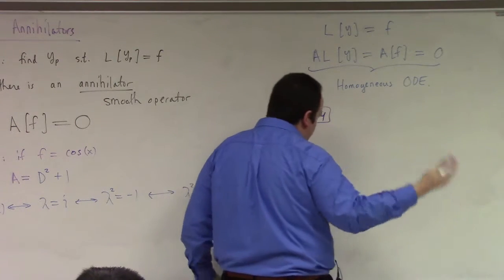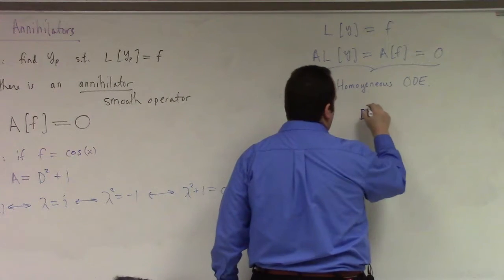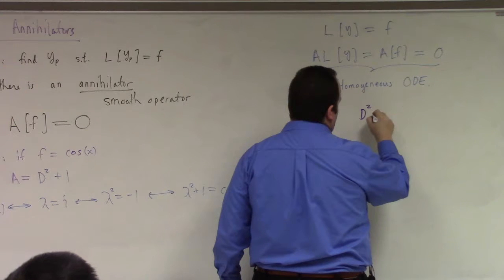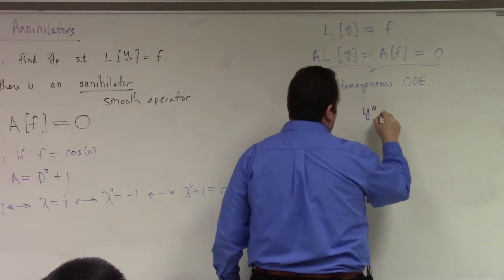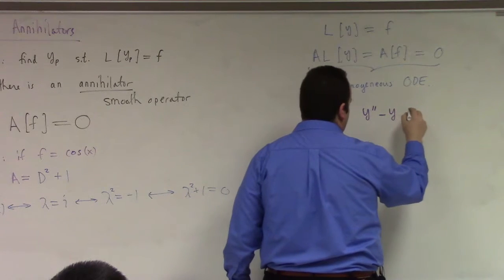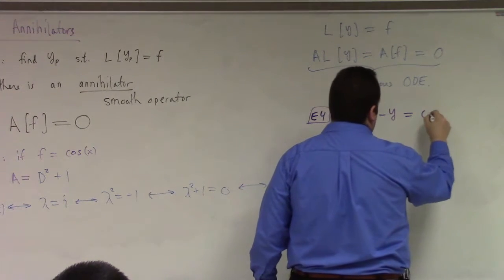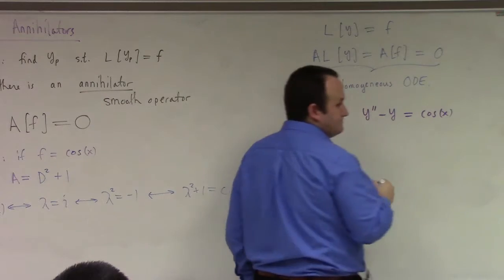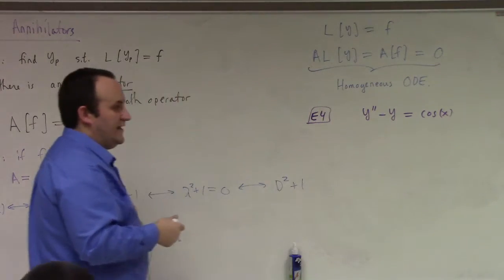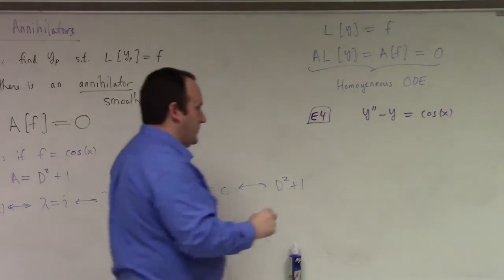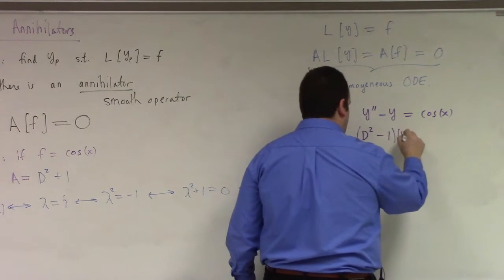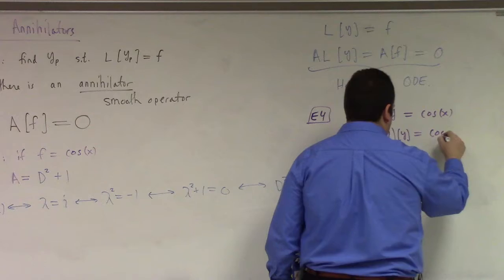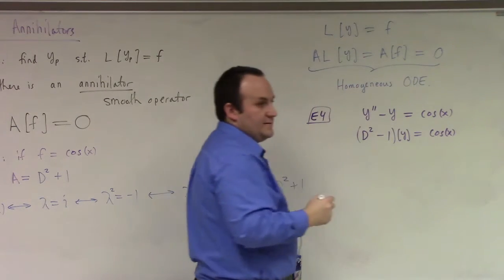If we're looking at, let me start out in the prime notation, y prime prime minus y equals cosine of x. Then rewrite it as an operator, so we can think about it: D squared minus 1 acting on y equals cosine of x.